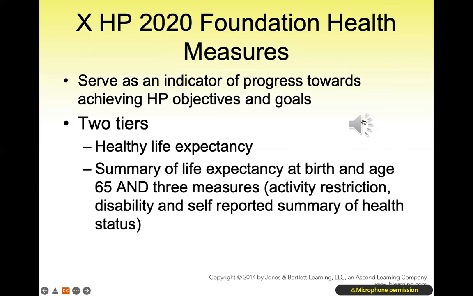And they separate them into 3 things. What are the restrictions on activity, the impact of disability, and the self-reported summary of health status? Again, it's too much for me to explain, but if you go to that link, it explains it better.